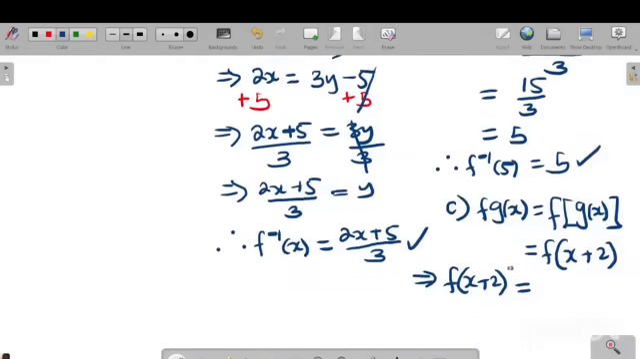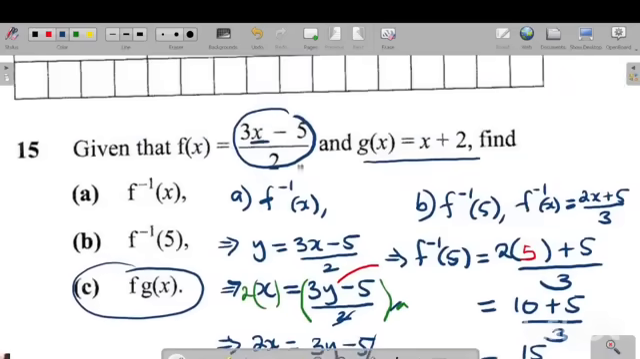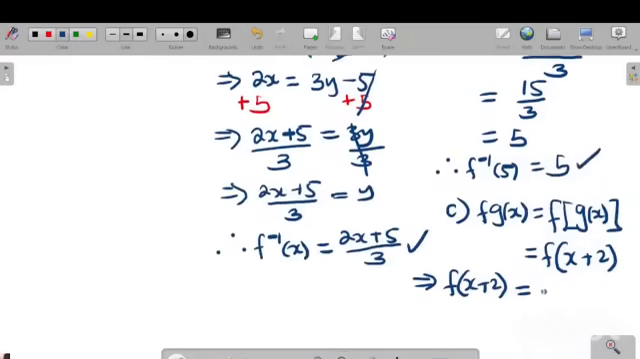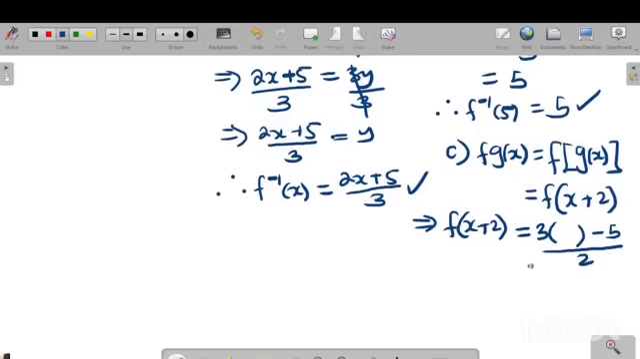Okay, so the function f is 3x minus 5 over 2. So the function f is 3, I'm going to open brackets, then minus 5 over 2. Okay? Now, what are you going to put in here? In here, you're going to replace this g. Okay? You're going to put g, which is x plus 2.